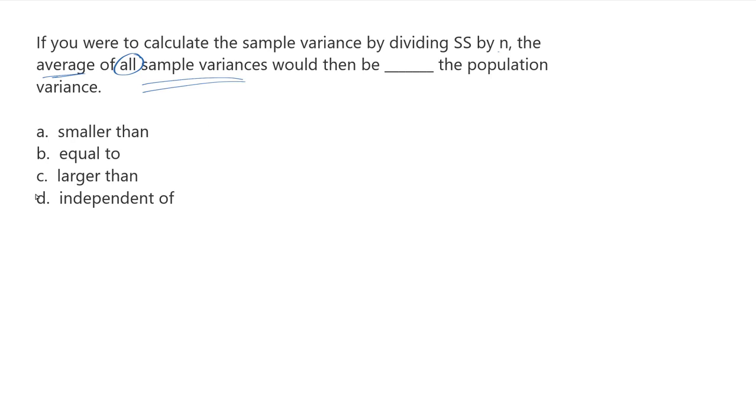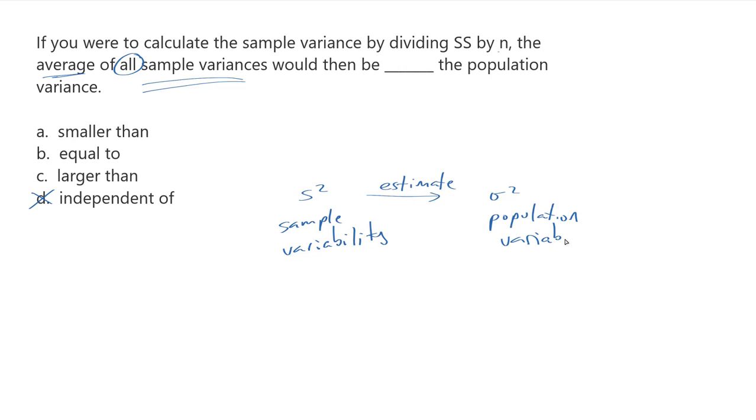Now, they're certainly not going to be independent of. The whole point of a sample variance is because you can't directly measure the population variance, and you're hoping to use what you see in the sample to estimate what's going on in the population. So you're using sample variability, the amount of variation in a sample, to try and estimate the population variability.